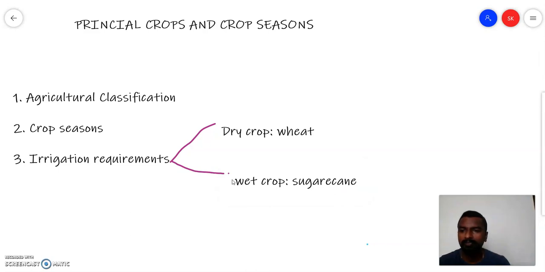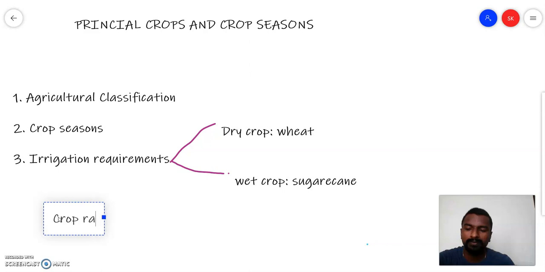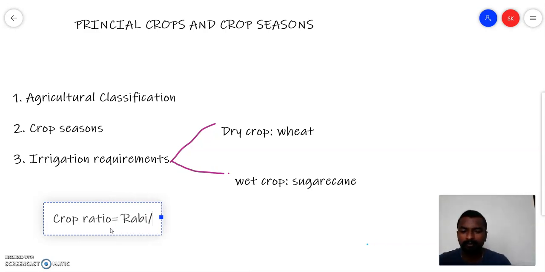There is another terminology apart from this particular classification. Mainly these are the three types: agricultural classification, classification based on crop seasons, and classification based on the irrigation requirement. The next terminology is the crop ratio, which is related to these seasons and the crop types. That's why I thought I should include it here. Basically, the crop ratio is the ratio of the area irrigated in the Rabi season to the Kharif.